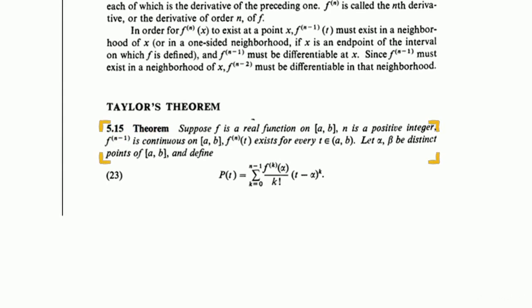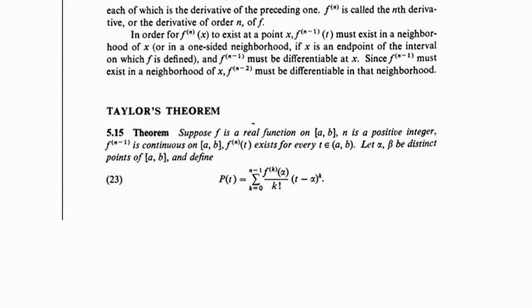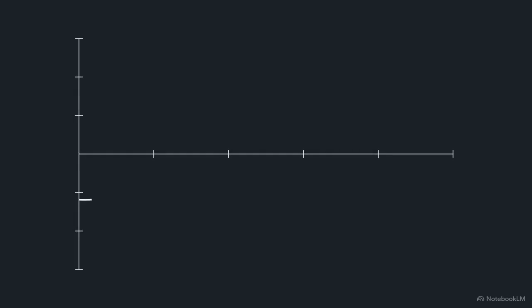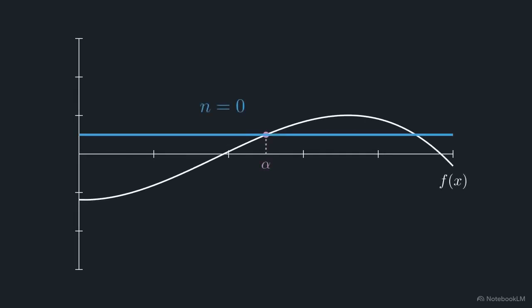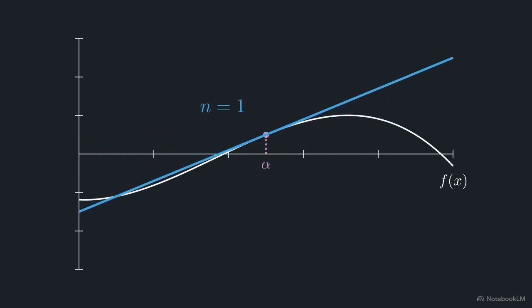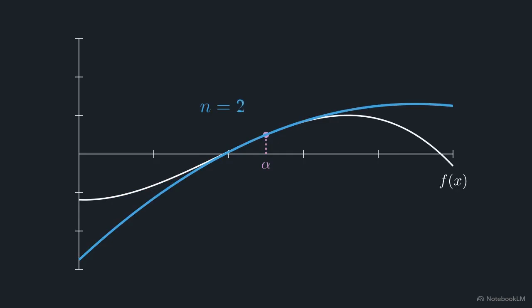Rudin sets strict prerequisites here. The function f must be real, n must be a positive integer, the n-1 derivative must be continuous, and the nth derivative must exist. With those conditions met, equation 23 defines the Taylor polynomial, p of t. This summation builds a shape piece by piece. The zeroth term pins the polynomial to the correct starting point. The first derivative term matches the slope. The second derivative term locks in the concavity.